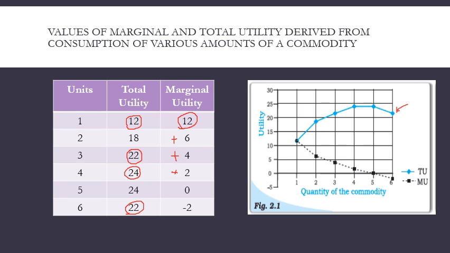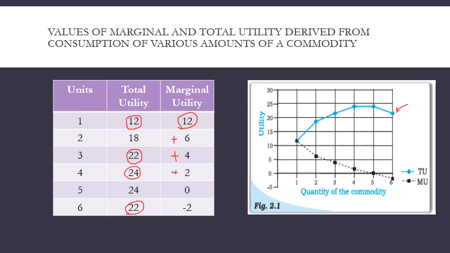And the marginal utility, as you can see, diminishes as more and more of a commodity is consumed. With the first laddu, you got 12 utils, and by consuming the second laddu, your marginal utility decreased to 6, and it becomes 4 by the third laddu, then 2, then it becomes 0, and finally it becomes negative.